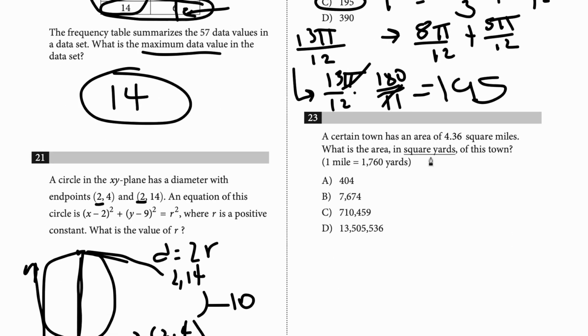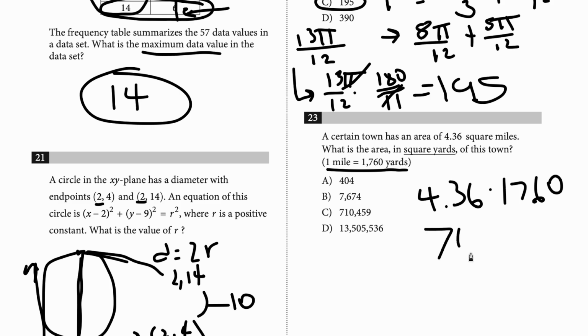A certain town has an area of 4.36 square miles. What is the area in square yards of this town? So 1 mile is 1,760 yards. So we just need to do 4.36 times 1,760, because each mile has 1,760 yards. So 1,760 times 4.36 would just be around 7,673.6, which is closest to option B.